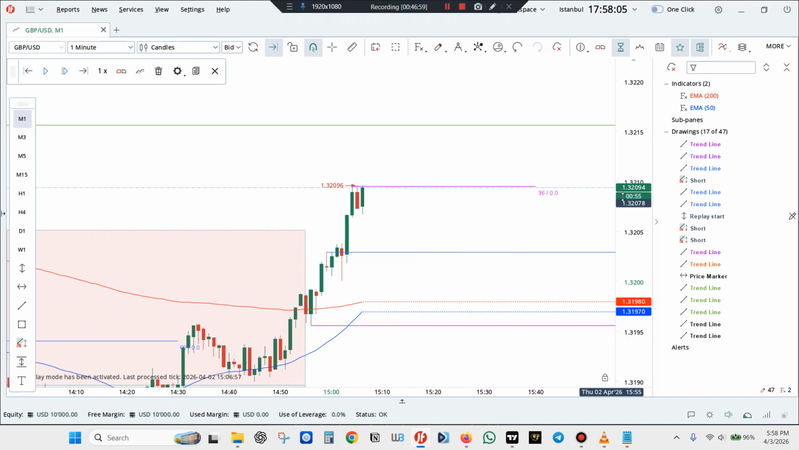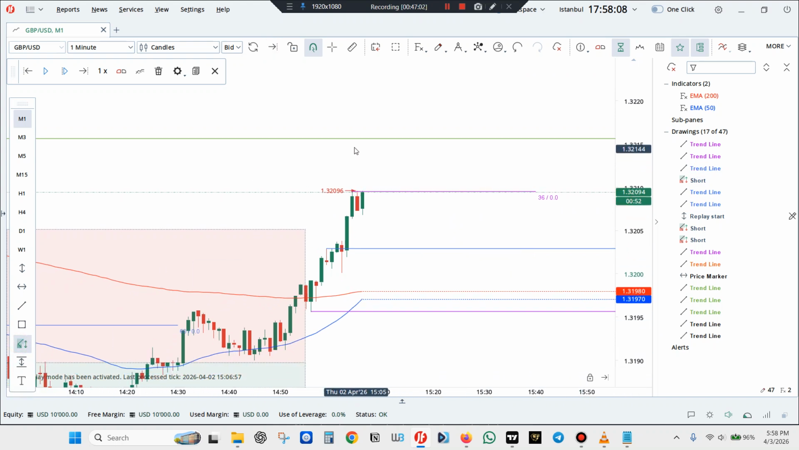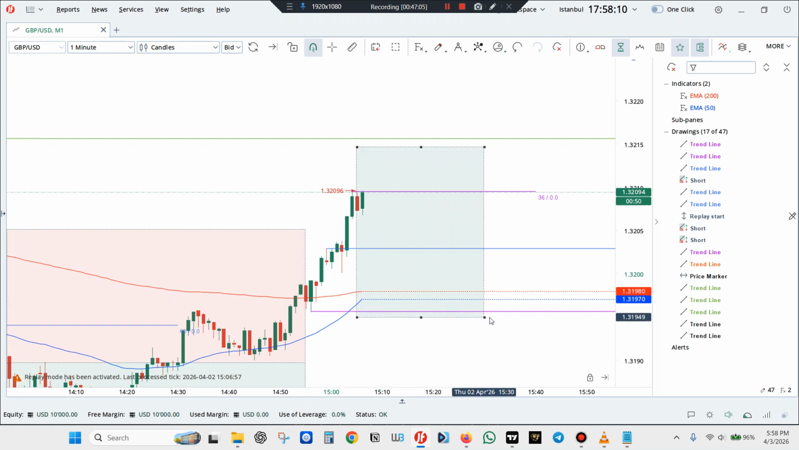So this is the point where we enter this trade. So we enter this trade at this point, our stop loss right here.